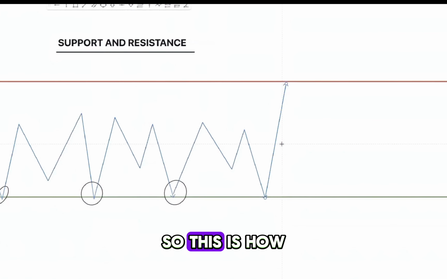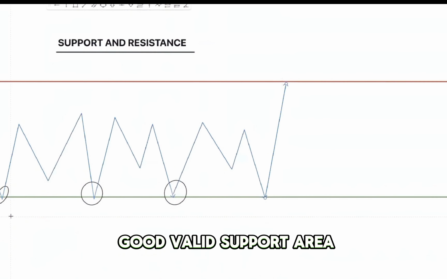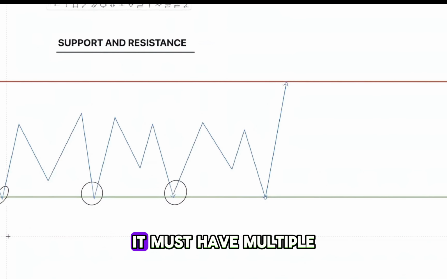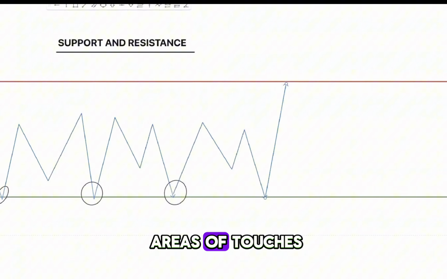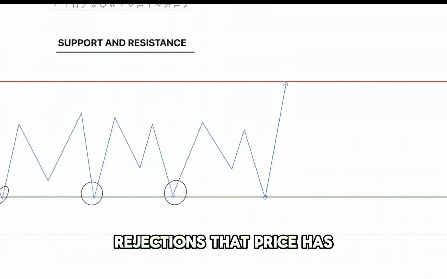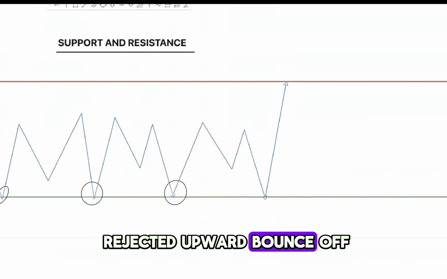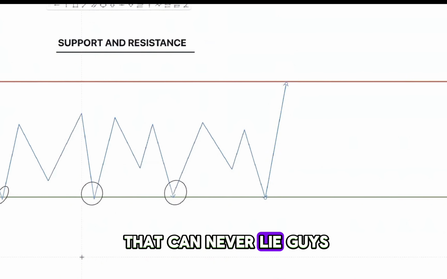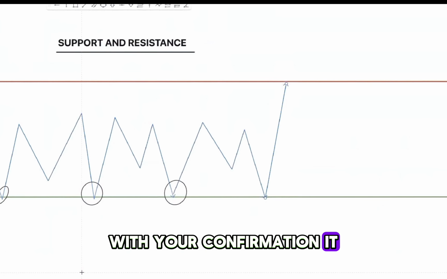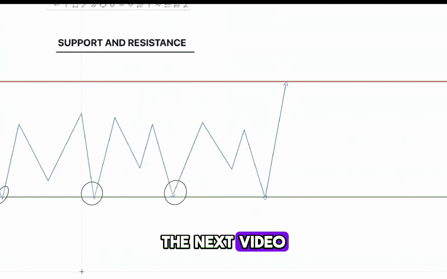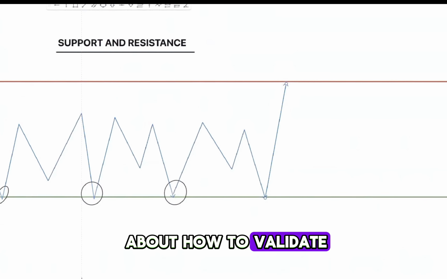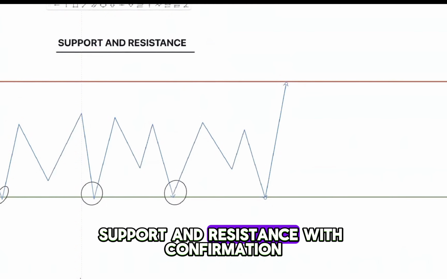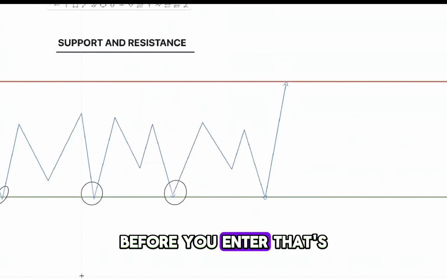So this is how to get a good valid support area. It must have multiple areas of touches, rejections, where price has rejected upward, bounced off. That's it. These are historical data that can never lie. Guys, with your confirmation, it can never lie. Like I said, in the next video I'm going to talk about how to validate a good support and resistance with confirmation before you enter. That's just it.